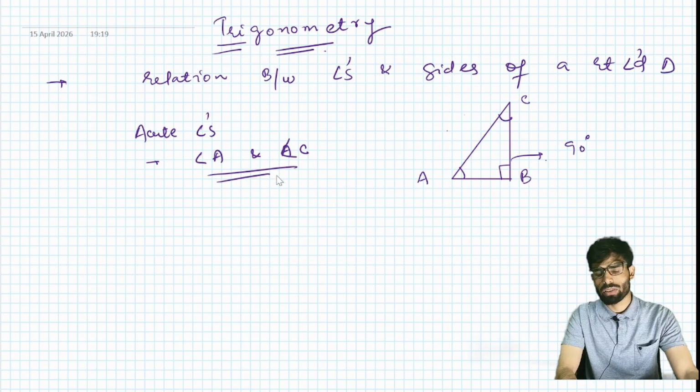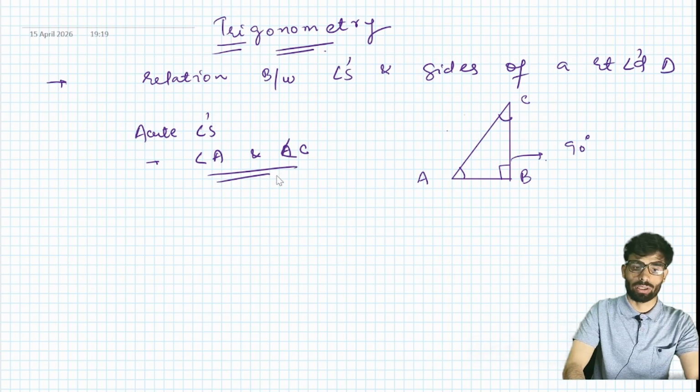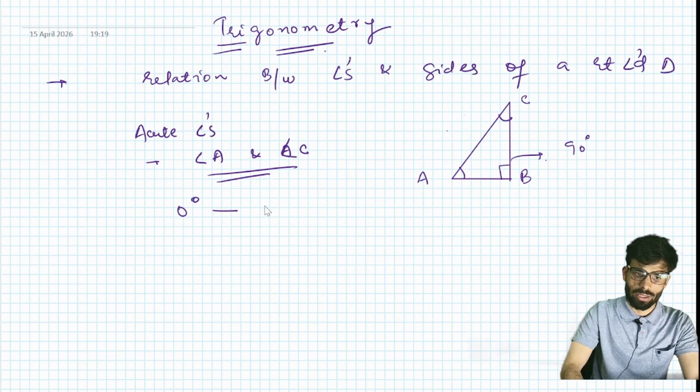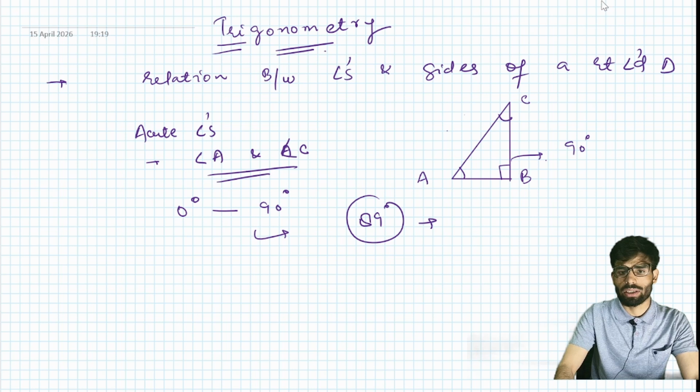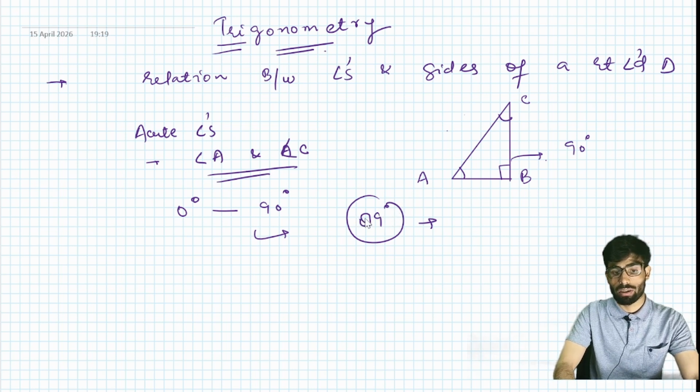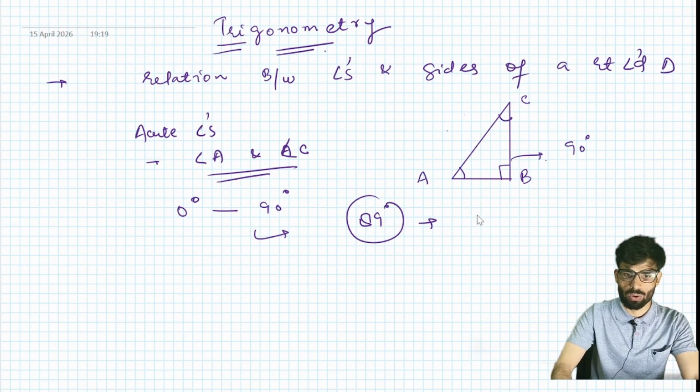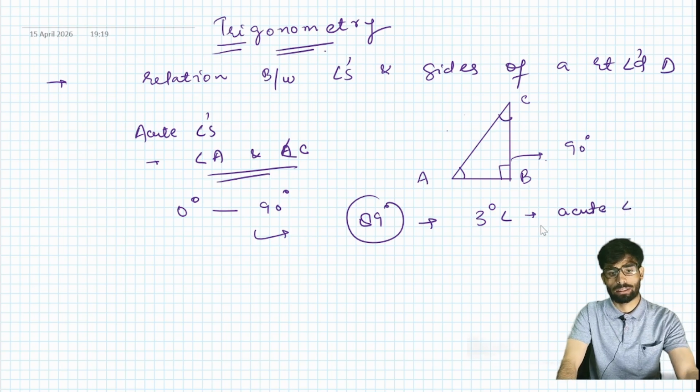first we will understand the domain of acute angle. The domain of acute angle is from 0 degree to 90 degree. That means any angle which is below 90 degree, let's say 89 degree, will be called an acute angle. And the angle which lies above 0, or else I will say 3 degree angle, it's also an acute angle.